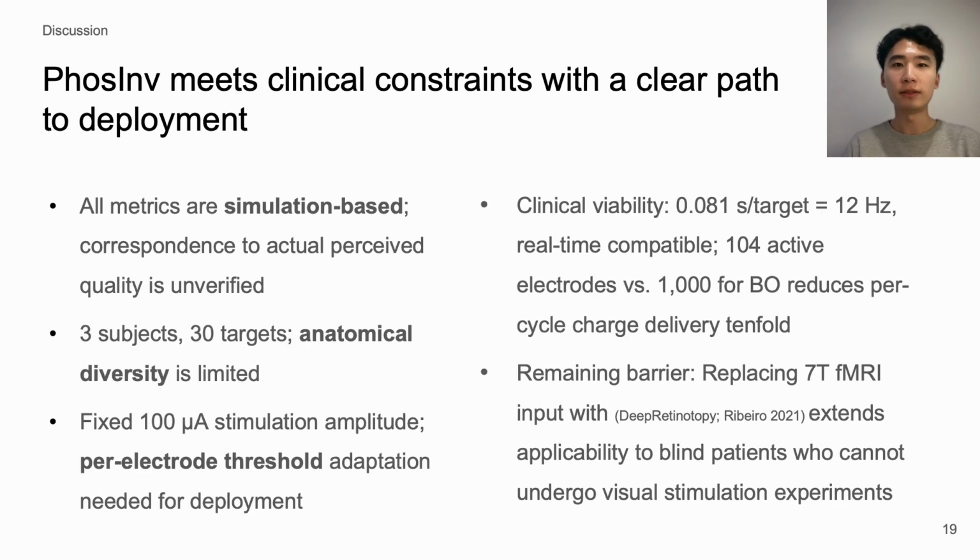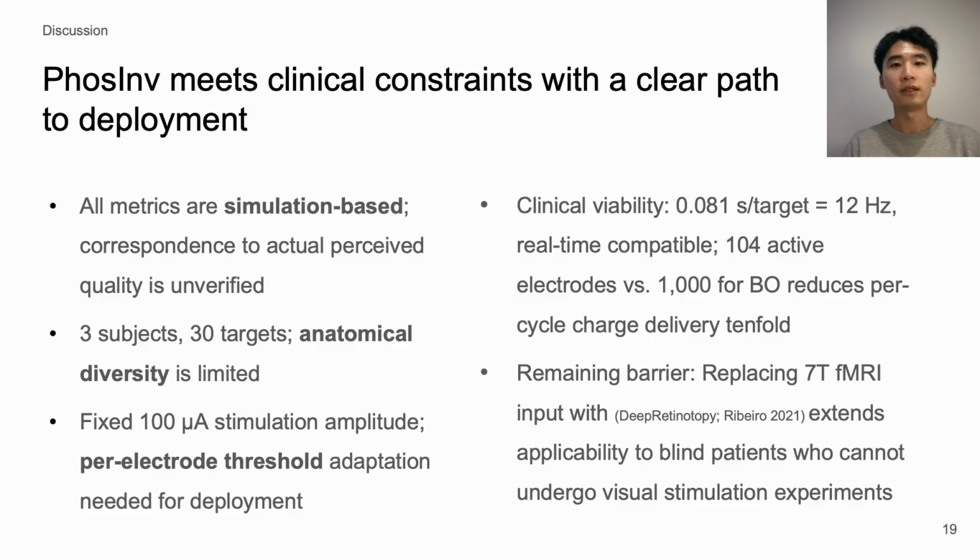So, what does this mean for clinical translation? On viability, PhosInv runs at about 12 Hz, which is real-time compatible, and it uses 104 active electrodes instead of 1000, cutting the per-cycle charge delivery roughly tenfold. The main remaining barrier is the input. Today, the model needs 7 Tesla fMRI retinotopic maps, which blind patients cannot produce through visual stimulation. Replacing that with a structural MRI-based retinotopic prediction in the style of Ribeiro and colleagues would extend the framework to exactly the patient population we care about.